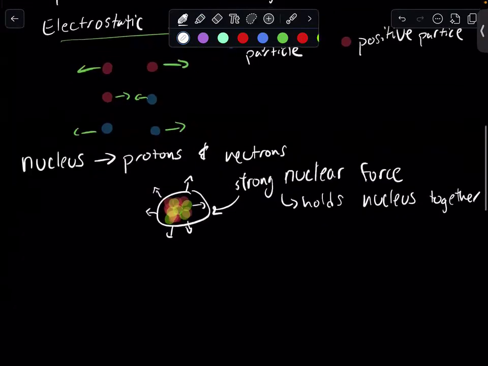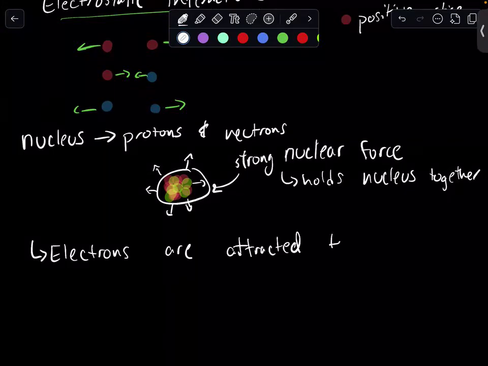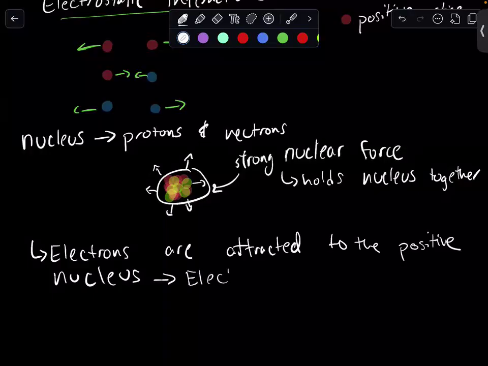You don't need to know much past that for the DP curriculum, just that the strong nuclear force is what holds it together. Now, the other thing is a little more obvious. Well, how do electrons stay onto an atom? Well, if we look at an atom, we see that electrons are attracted to the positive nucleus. And that is due to our electrostatic interactions.